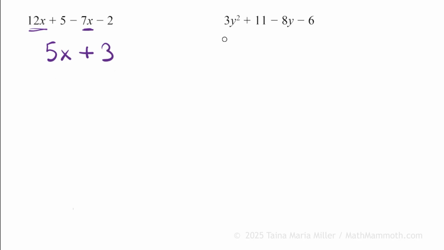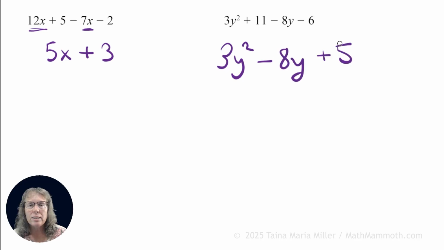This other one is 3y squared plus 11 minus 8y minus 6. Can you simplify it? First of all, these two terms with variable parts, they are not like terms. Y squared and y, they are not the same variable part, so we cannot do anything there. But there's two constants, 11 and then 6. And 6 is subtracted, so we can do 11 minus 6. In total, this becomes 3y squared minus 8y plus 5. And we customarily list the constant term last in these kind of expressions.